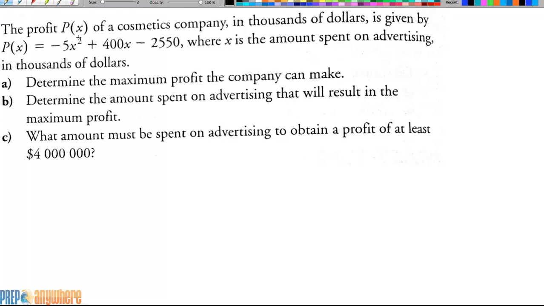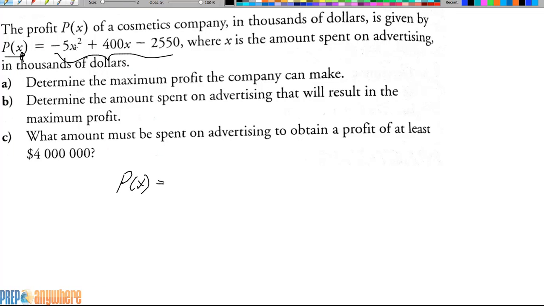Okay, so here P is a function of X. P stands for profit. X is how much we spent on advertising money. Determine the maximum profit, right? That means to maximize this entire expression. This is a quadratic expression, so we just have to complete the square to do that.